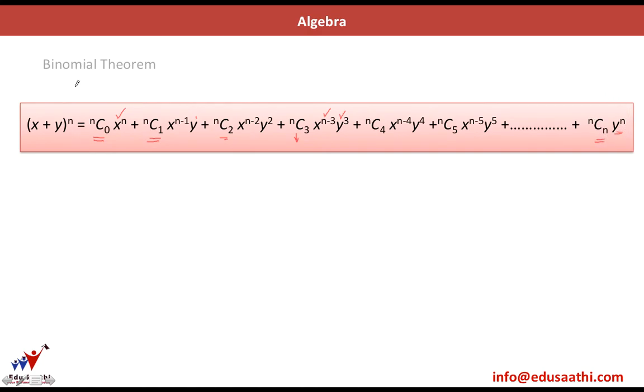So if you look at the terms, in each term, the sum of powers of x and y is always equal to n. n minus 2 plus 2 is n. n minus 1 plus 1. n minus 3 plus 3. In general, for x raised to power b and y raised to power c, the sum of powers b and c is always equal to n.